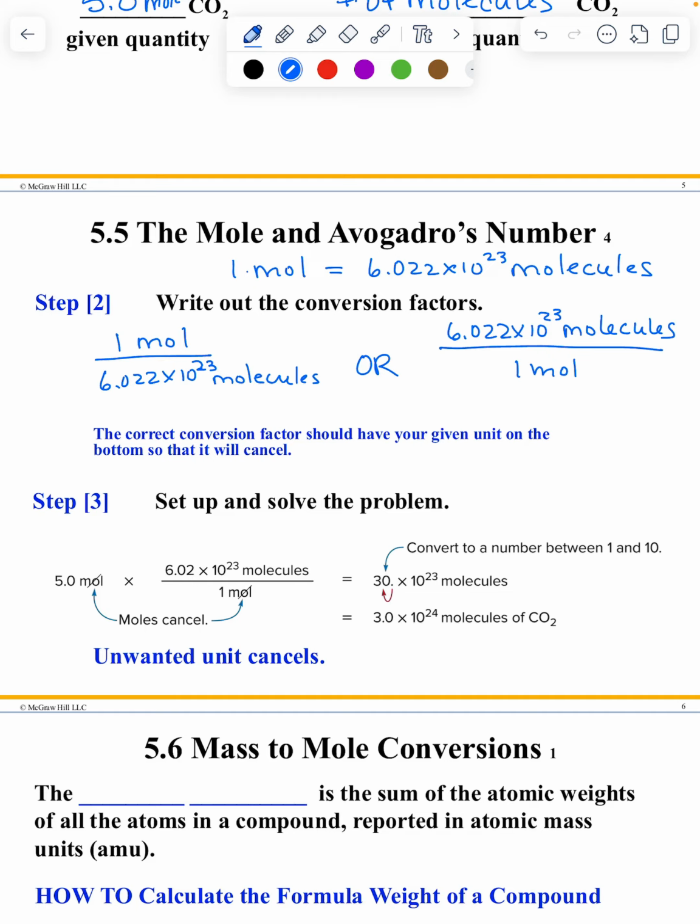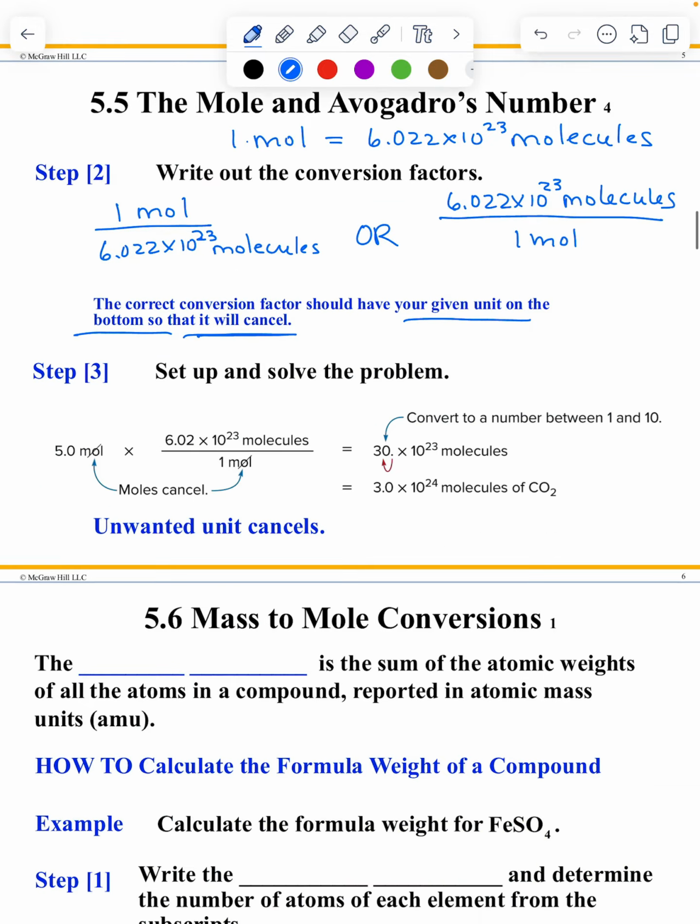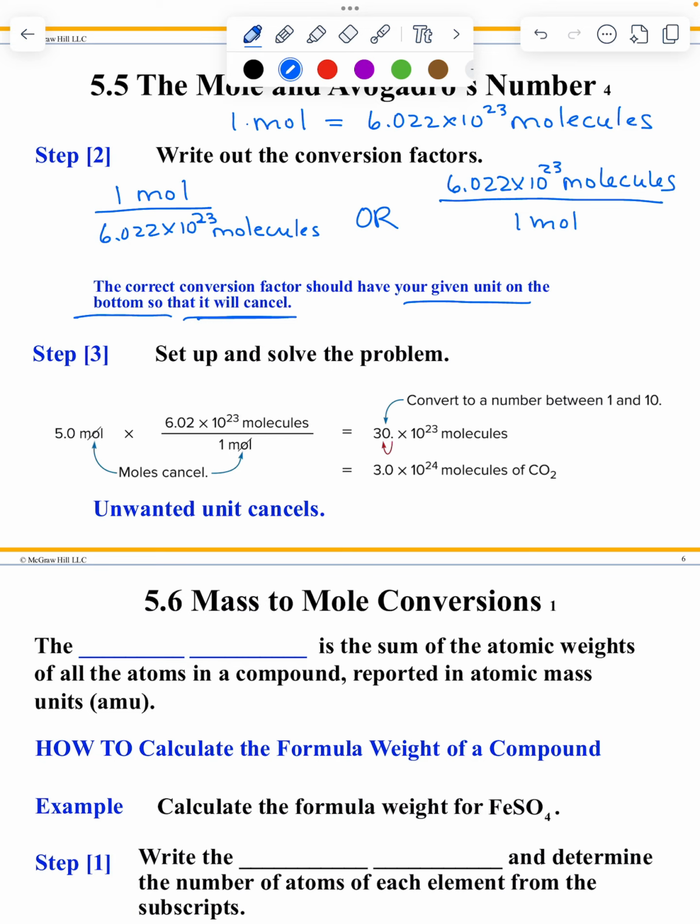And so you want to choose the correct conversion factor that should have your given amount on the bottom of the fraction. So the given amount needs to always be on the bottom. And the reason we do that is so that that unit will cancel. And so we can see in step 3, we have chosen the conversion factor that has our given unit on the bottom so that mole will cancel with mole.